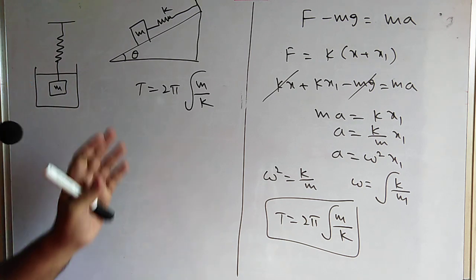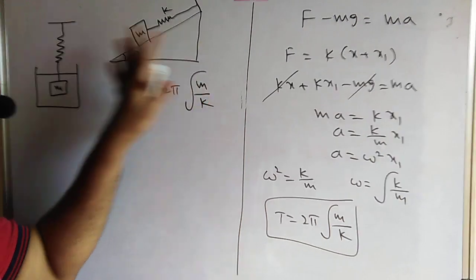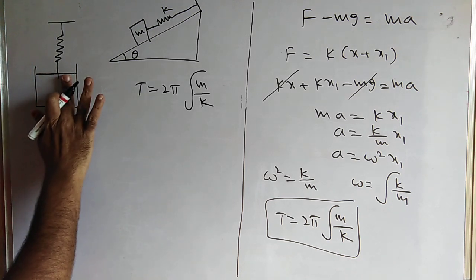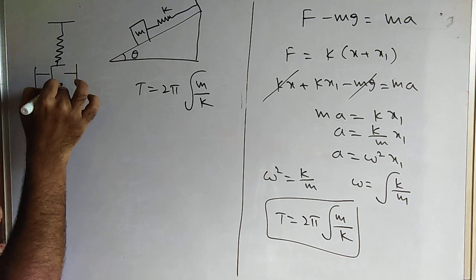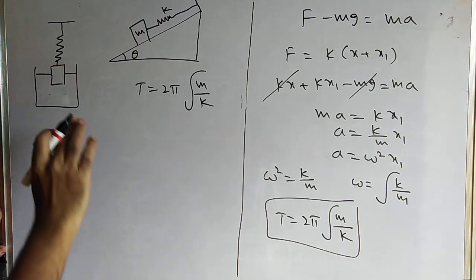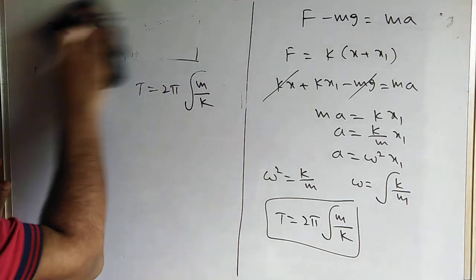So this is the spring mass system. Here in the spring mass system, the time period is 2π√(m/k), in any situation like this, because it is independent of g. Suppose if you tilt it a little bit, then the time period is not this one, that is different. That we'll discuss later, in the next video.